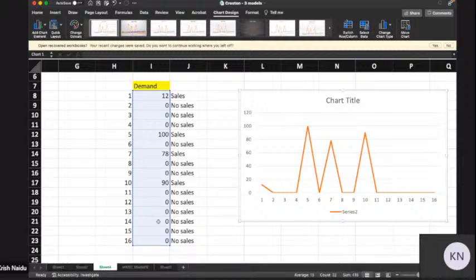If we have such demand where some periods do not have demand and some periods have demand, then we say this is inconsistent demand, or we also define this as intermittent demand. Intermittent means demand occurs intermittently, in between periods. When demand occurs in between periods, it means there is a lot of variability.